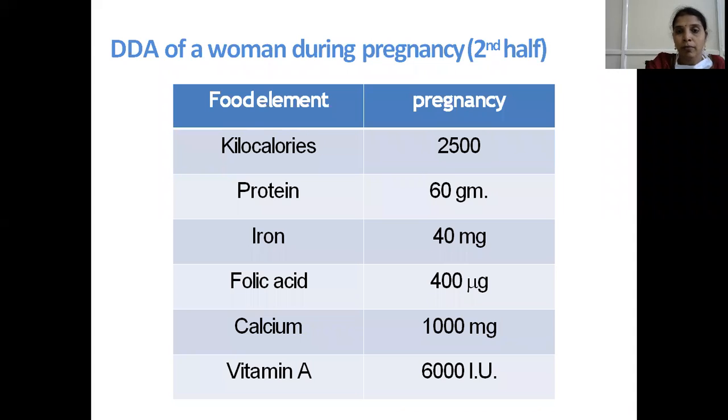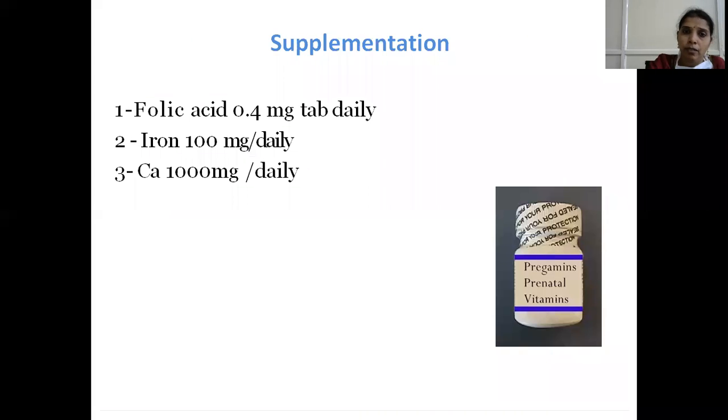And this is the daily requirement of a pregnant woman. Normally, for a woman, the daily recommended intake is 2,200 kilocalories. But for pregnancy, an extra 300 calories. During lactation, an extra 550 calories is needed. During pregnancy, from the second trimester onwards, extra 300 kilocalories are needed. Protein should be 60 grams, iron 40 milligrams, folic acid 400 micrograms, calcium 1000 milligrams, and vitamin A 6000 international units. These are per day. Each and every antenatal mother is supplemented with folic acid 400 micrograms daily, and elemental iron 100 mg daily, and daily 1000 milligrams of calcium is required.